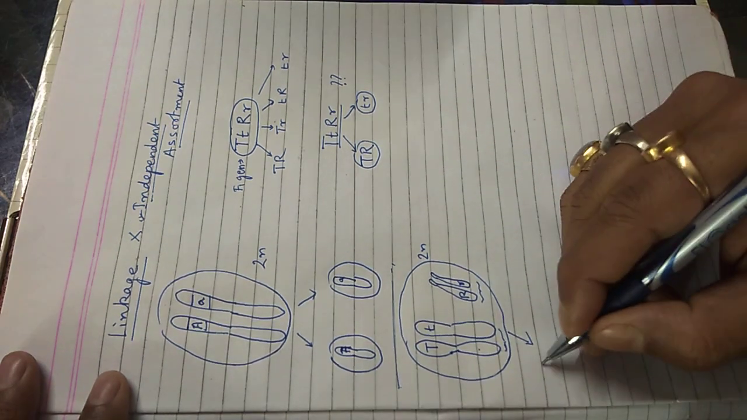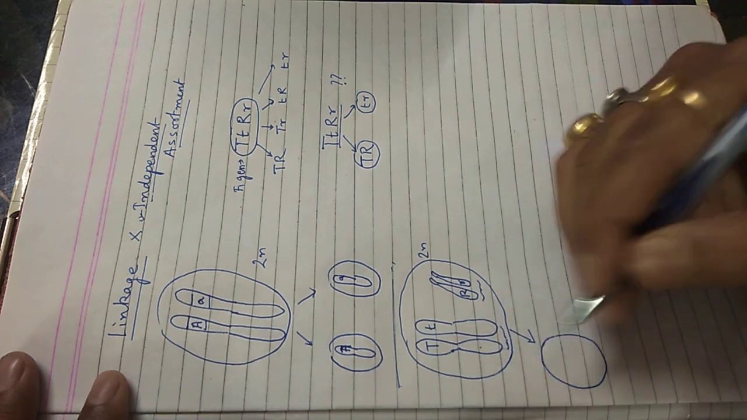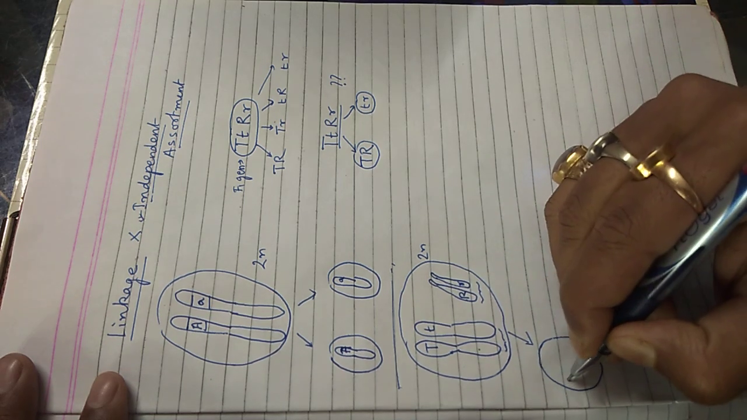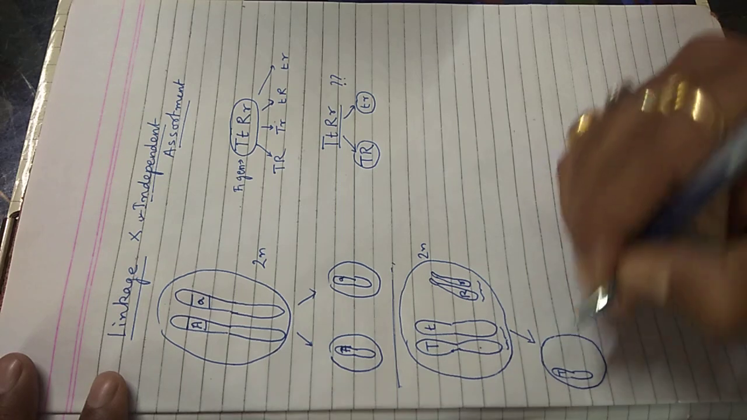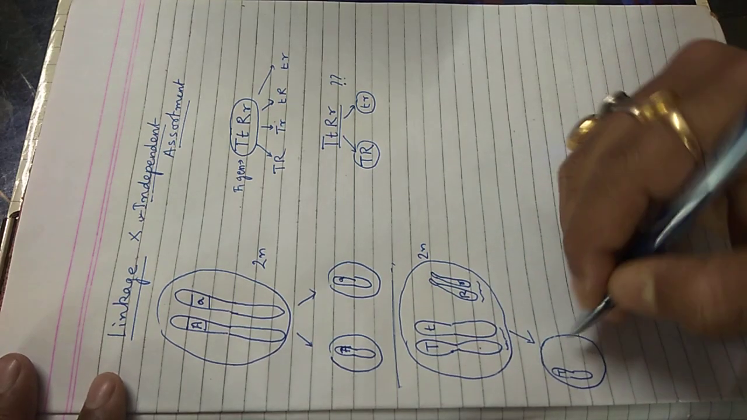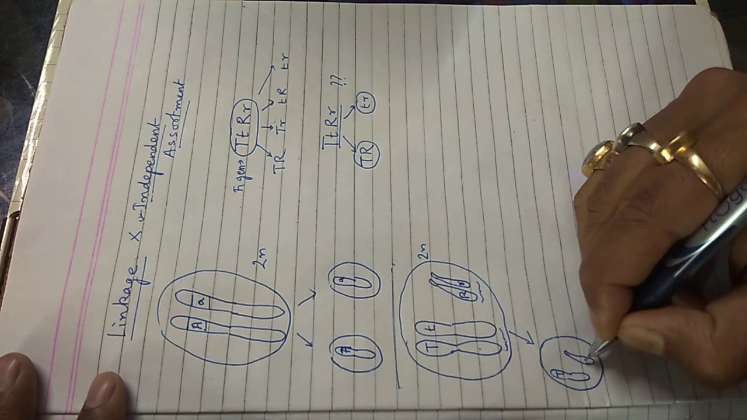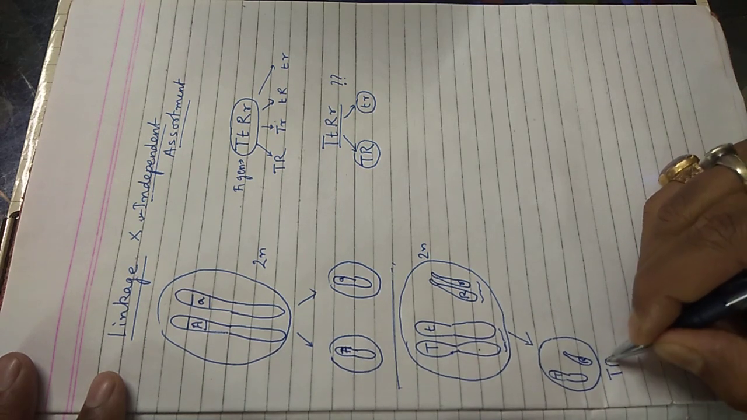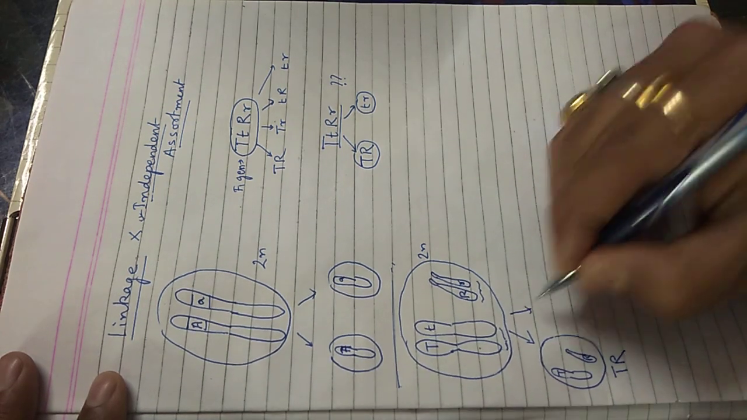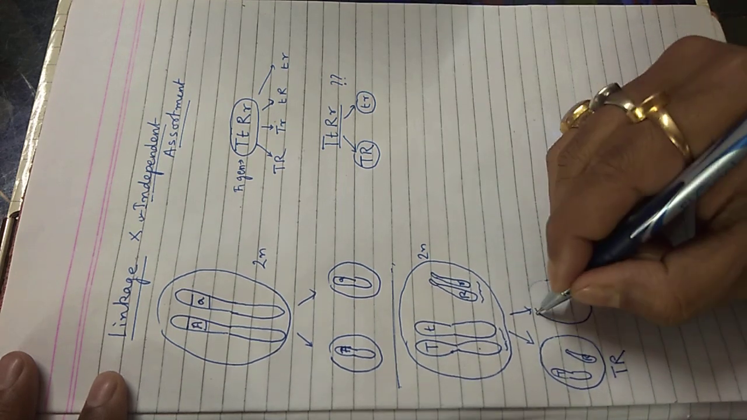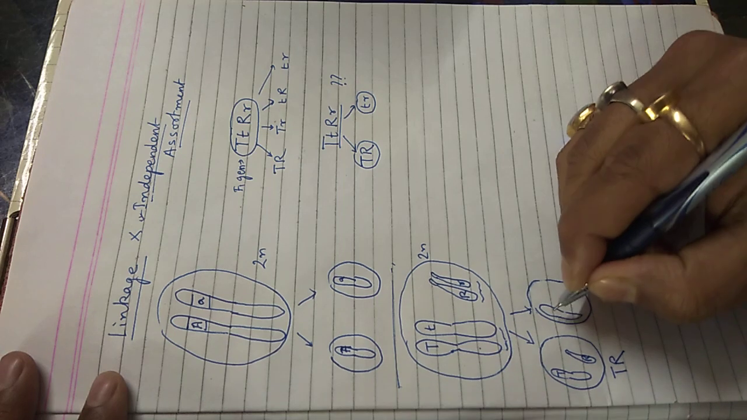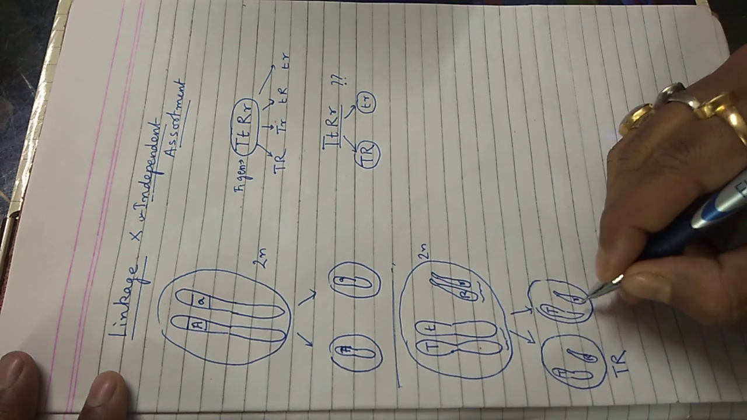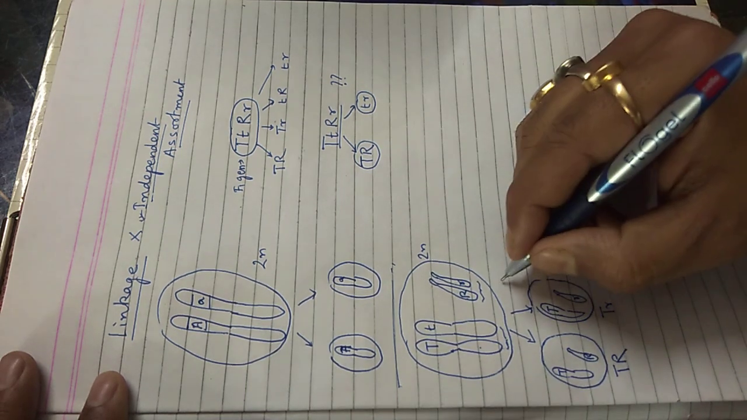From here, when gametes are formed, suppose this is the first gamete. I am talking about the probabilities. From this pair, one chromosome will come, let's say the chromosome carrying capital T has come here. And similarly, from this pair also one chromosome will come, let's say the chromosome carrying capital R. So the combination in this gamete will be capital T, capital R. Similarly, it can also be the case that the chromosome for capital T comes in and the chromosome carrying small r comes in. Then the combination will be capital T, small r.